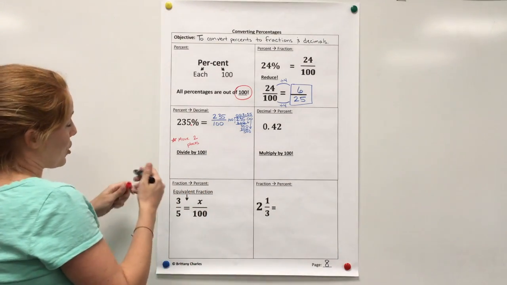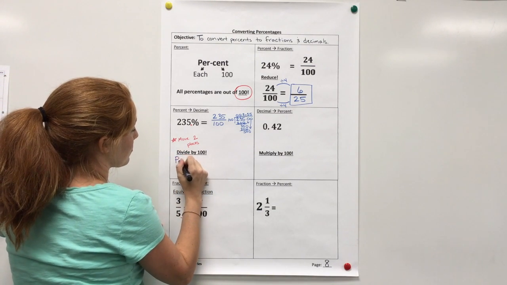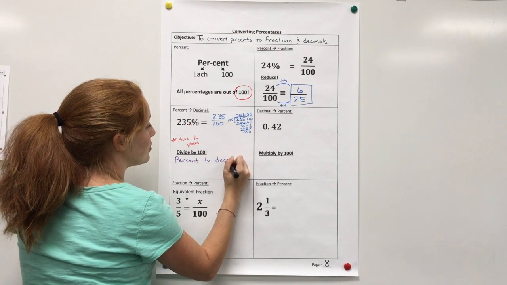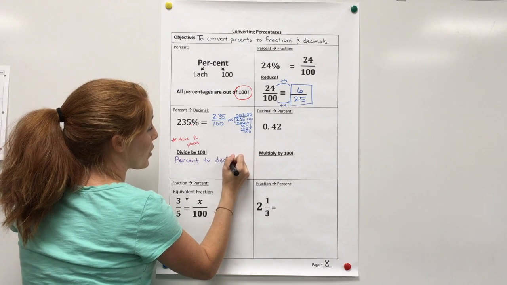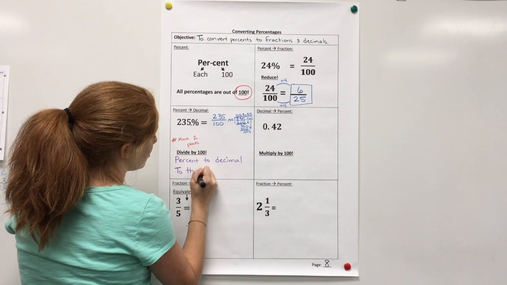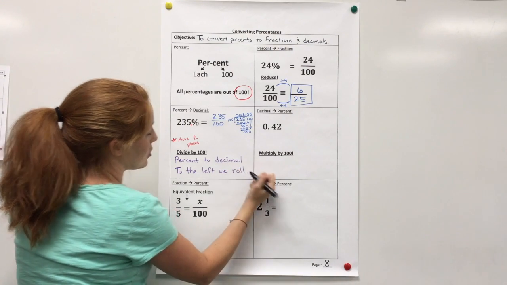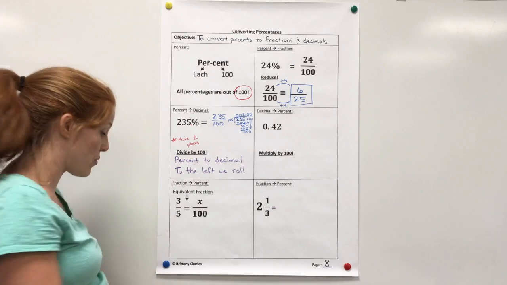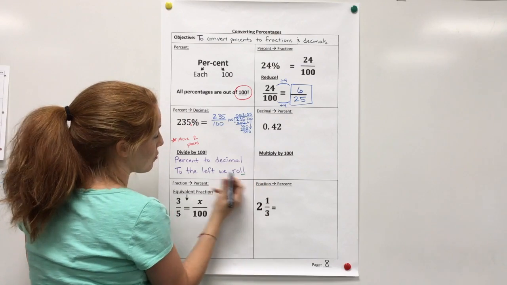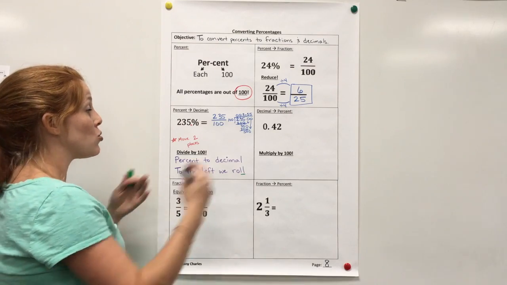All right. So there's a little rhyme that I created to help you remember. So write this down. Percent to decimal, because we need to remember which way to move it. To the left, we roll. So percent to decimal, to the left we roll. And again, I remember it because you're rolling to the left. So the L's, you roll to the left. Percent to decimal, to the left we roll.